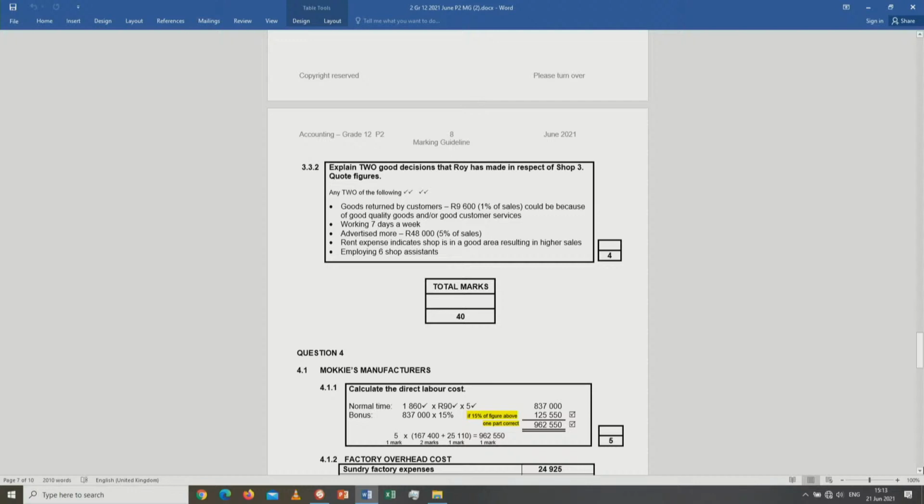The rent expense indicates shop is in a good area, resulting in high sales. Remember, the rent expense was 80,000, way more than the other two. Employing 6 shop assistants can also help because Roy is making sales of 960,000. So shop number 3 is doing really well. That's 40 marks. Let's take a minute break again.